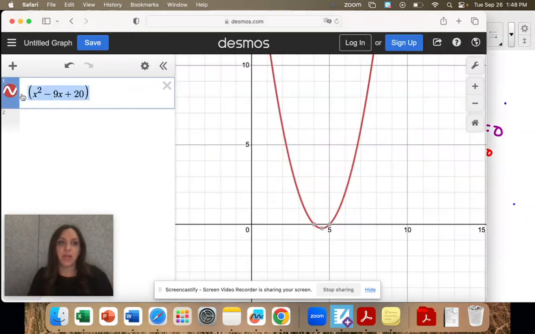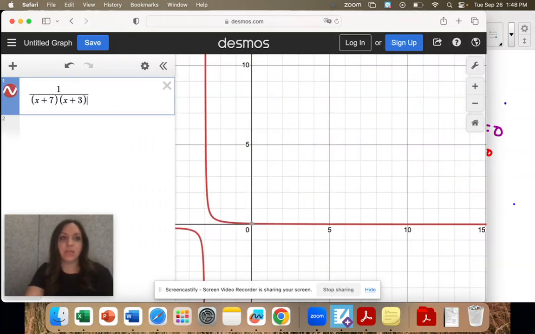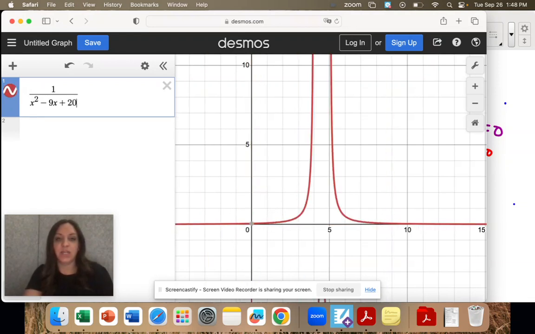But what happens when I put that over a fraction? Oh man, I'm gonna have to type it again. That's okay. X squared minus 9x plus 20. We get asymptotes.